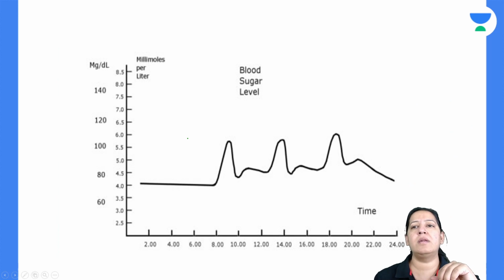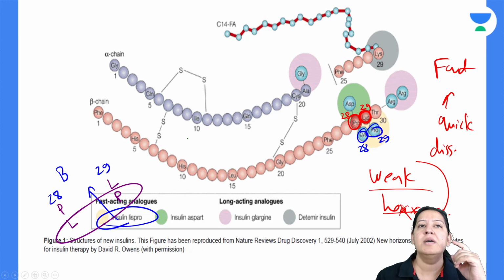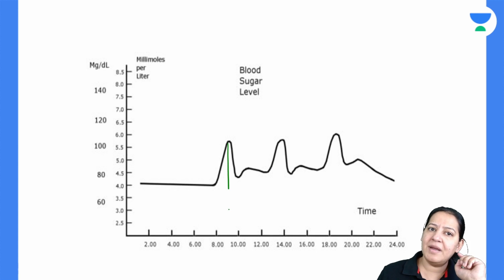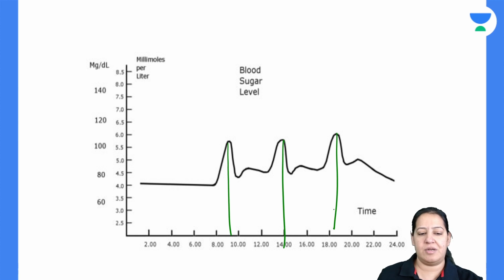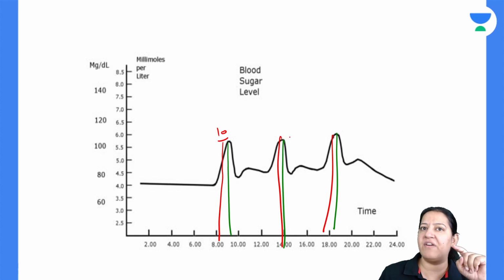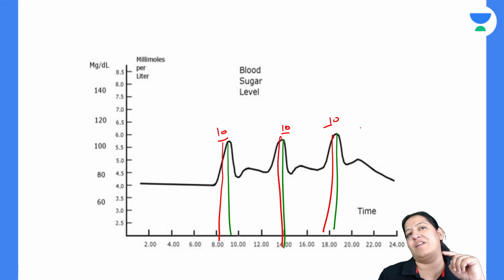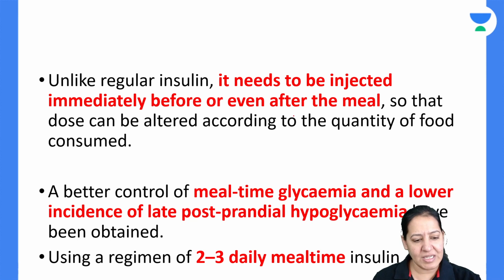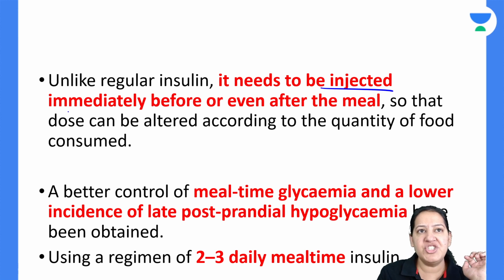Coming to the next insulin. So what will happen? Since it is very rapid acting, humans take 3 meals now. So 10 minutes before each meal, you have to give the injection. So you have to give 3 injections daily of Lispro. One here, one here, one here. Just 10 minutes before breakfast, 10 minutes before lunch, 10 minutes before dinner. So 10 minutes before, you have to give 3 injections for 3 meals, right? So it needs to be injected immediately before meal.